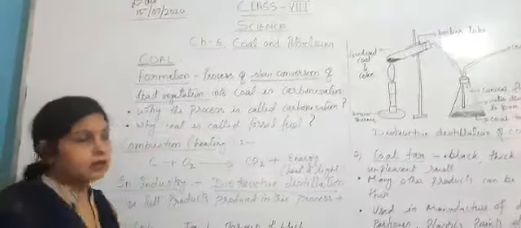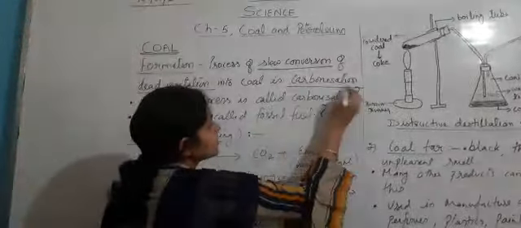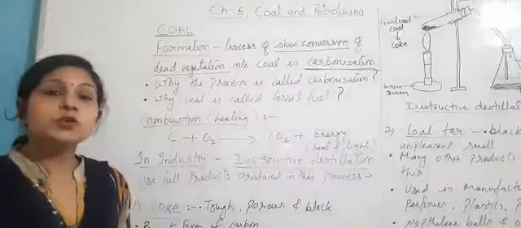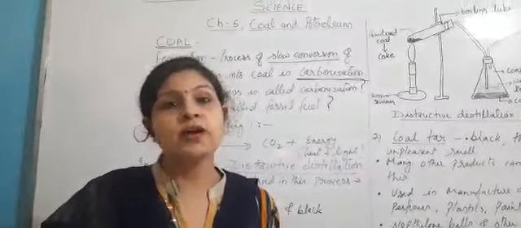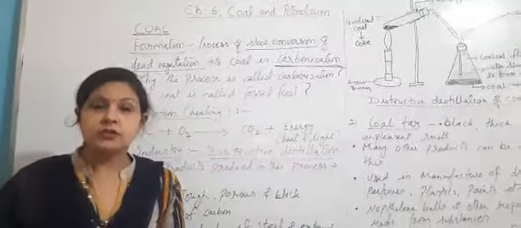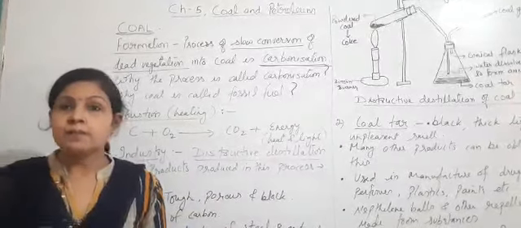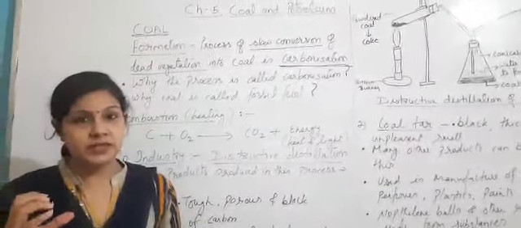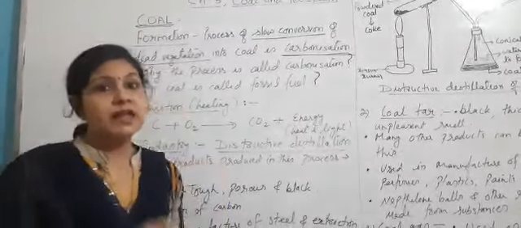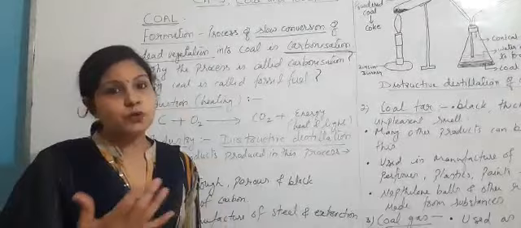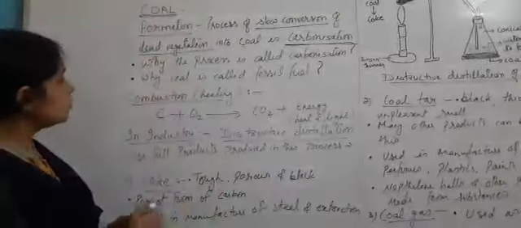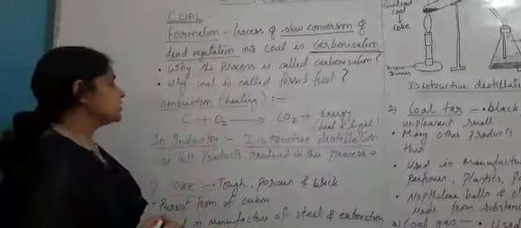Second thing, I told you about this word carbonization. Why carbonization? Because coal mainly consists of carbon. Although coal also consists of hydrogen, oxygen, nitrogen, sulfur, the main element present in coal is carbon. That is why this process is called carbonization. Okay, so this is how the coal is formed.